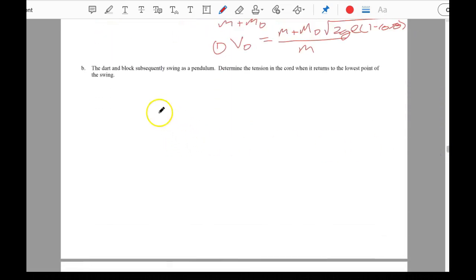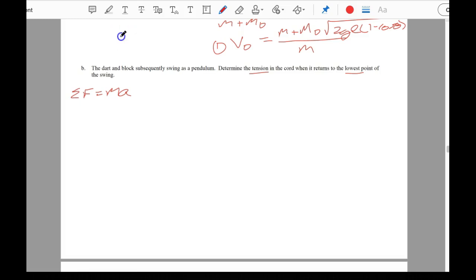In letter B, the dart and the block subsequently swing as a pendulum to determine the tension in the cord when it returns to the lowest point of the swing. In order to do that, we're going to have to think about what's happening here. It's turning into almost a circle, so at some point we're going to have to think about circular motion. We know that the sum of the forces should be equal to M times A, mass times acceleration.